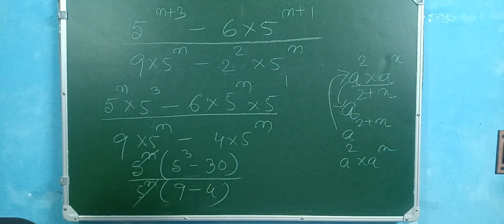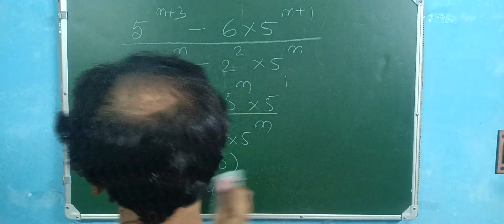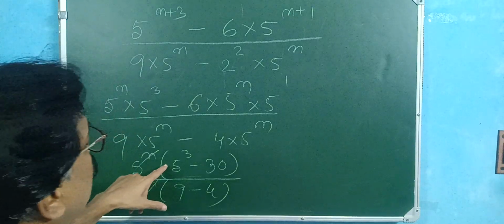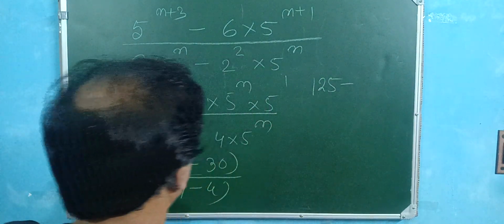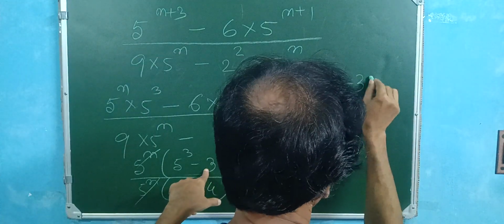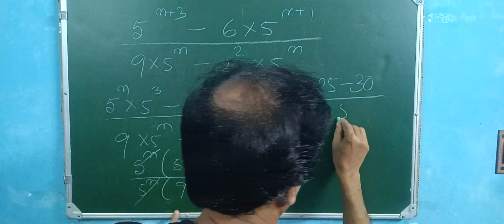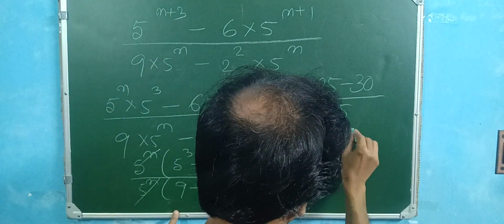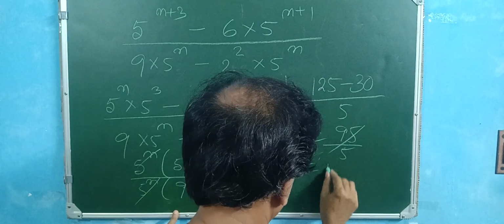Now the answer will be coming. Just solve the sum here. Here is 5 cube, this is 125, 5 into 5 into 5. This is 30. And this is 9 minus 4, 5. So actually this is 125 minus 30, 95, and this is 5. As a cut of this, the answer is 19.